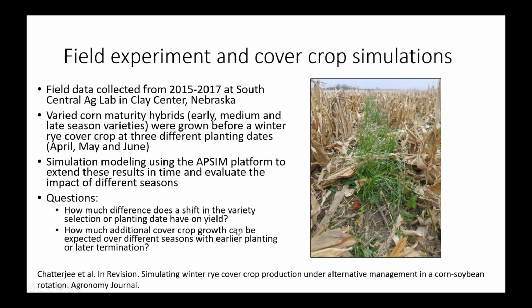But so these are some of the questions that we are interested in, right? So how much difference does it make when you're shifting planting dates and variety selection on your corn yield? And then how much additional cover crop growth can you get if you are planting earlier in the fall or even terminating later in the spring? So with that, I want you to think about these questions and see if you can maybe guess what your intuition is about what might produce different yield and different biomass amounts.